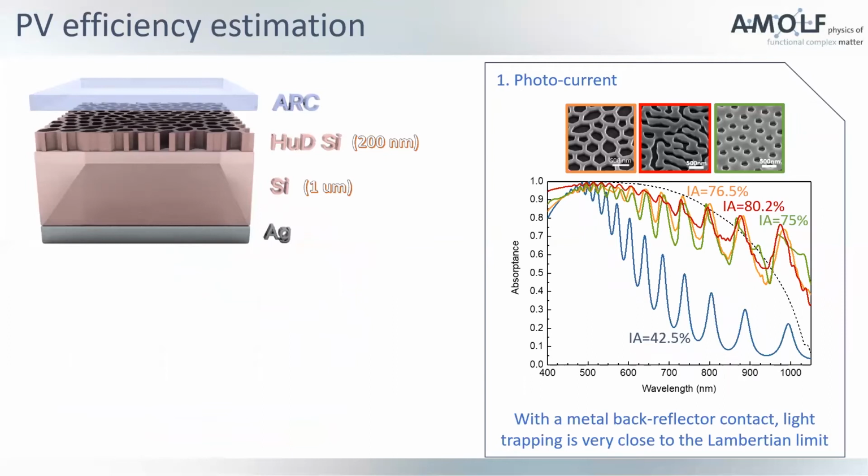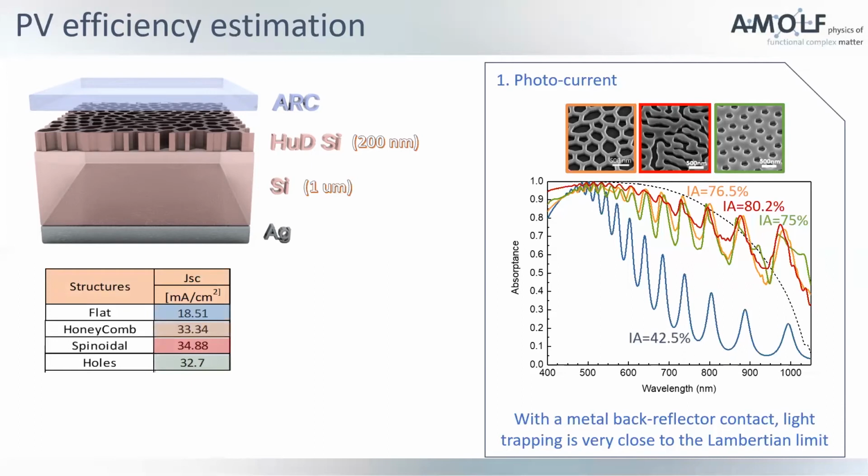So the next step for us was to estimate the photovoltaic efficiency. In this case, we wanted to have also a back reflector, a perfect metal in the back. So that is why we are using the theory data from now on. To get the photovoltaic efficiency estimation, we need a couple of numbers. Photocurrent is one of them, and that number is calculated by using the absorption data. As you can see here, in the case of flat, we start with 18.5 milliampere per centimeter squared, and in the best case, we get as high as 34.8 milliampere per centimeter squared, which is really nice.